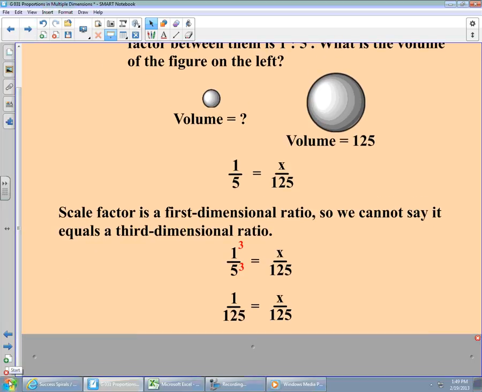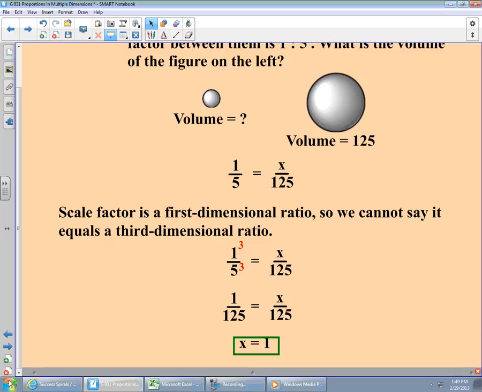You have 1 over 125 equals how much over 125? That one's obviously going to be a 1. It doesn't always work out like that, but that's the way the numbers are in this case. So once again, we just calculated the volume of a sphere without even having so much as the radius to work with. That's a pretty powerful tool to have, but again, that is made possible by the fact that they said the figures are similar.